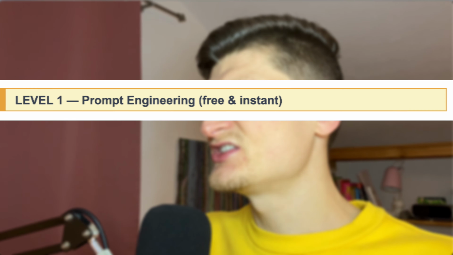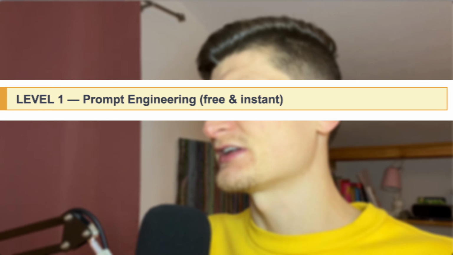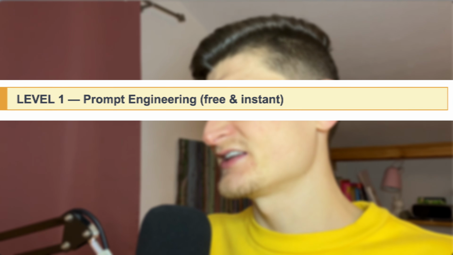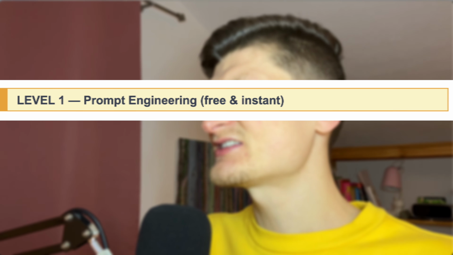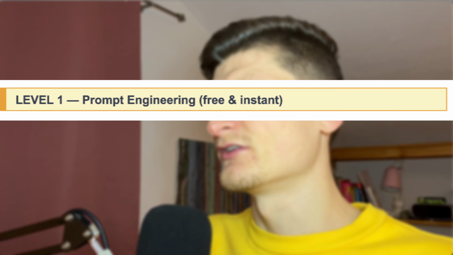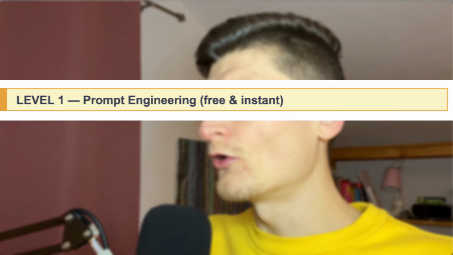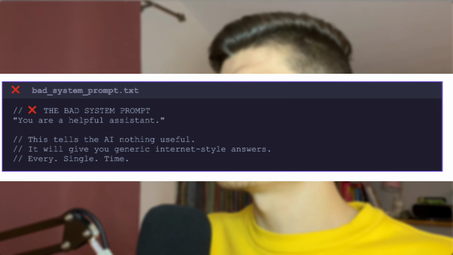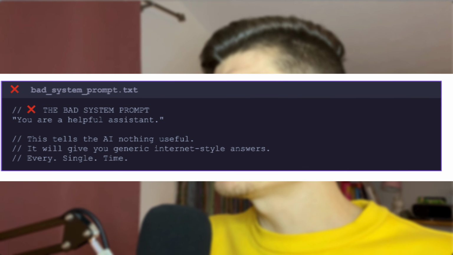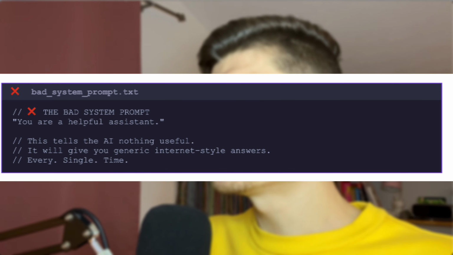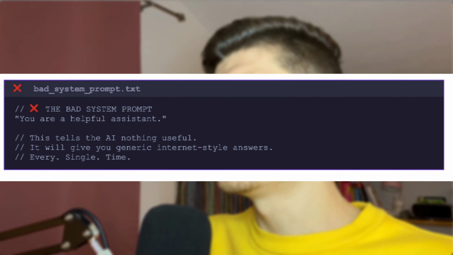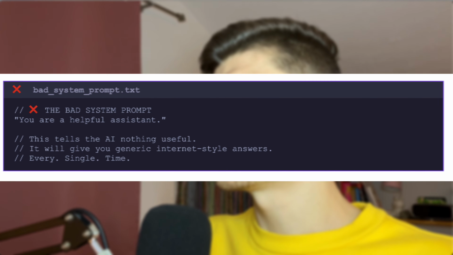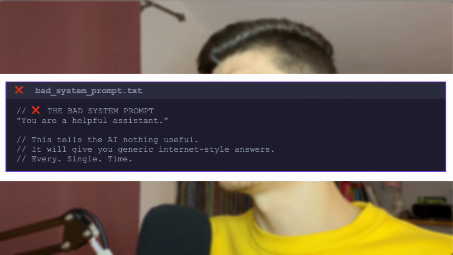Prompt engineering is just telling the AI about yourself. Before it answers anything, you write a system prompt. This gets injected at the start of every single conversation. Most people never do this, or they do it badly. Here is the difference. We have a bad system prompt. You are a helpful assistant. This tells the AI nothing useful. It will give you a generic internet-style answer every single time.